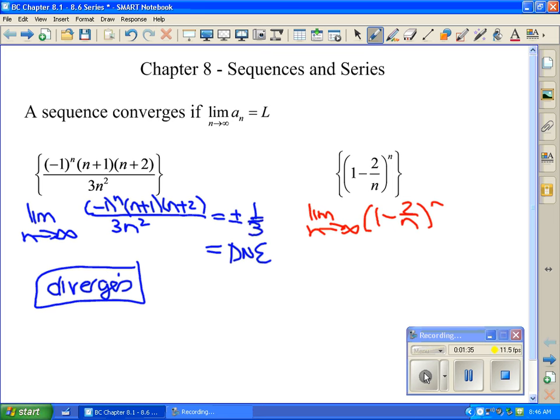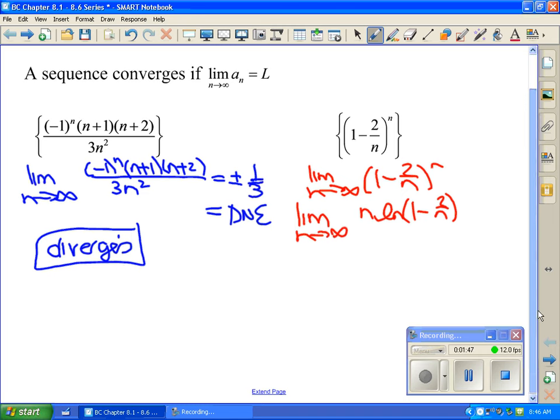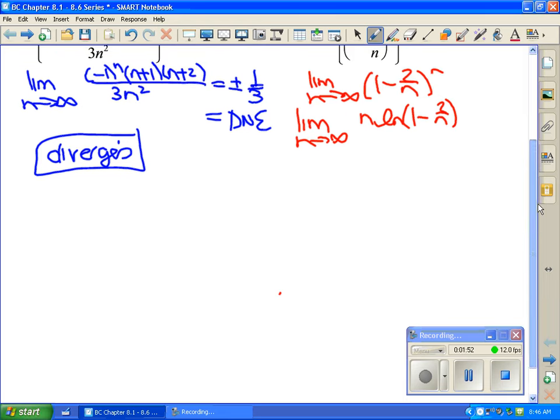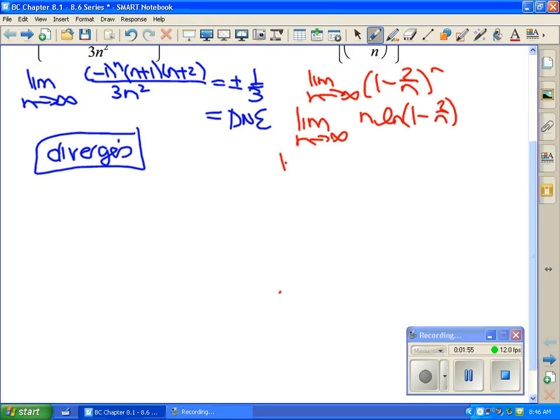So what we're going to do is use the L'Hopital's technique we talked about in the last chapter. We're going to take the limit as n approaches infinity, and instead look at the ln version of this, which means I can bring the n in front. Then to make this into an L'Hopital's situation, we need to create a fraction out of this. So the limit as n approaches infinity, natural log of 1 minus 2 over n, all over 1 over n. Because now, as n approaches infinity, I have natural log of 1 in the numerator, which is 0, and 1 over a large number, which is 0.